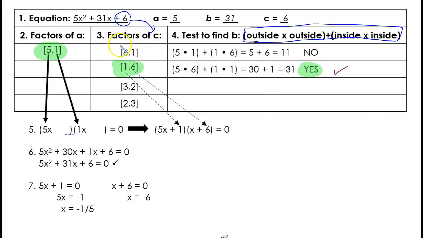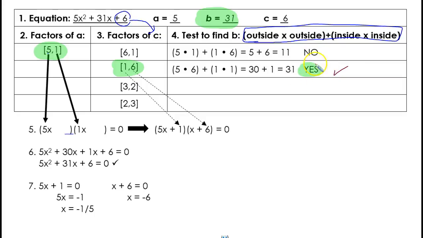So 5 gets multiplied by 1, and 1 gets multiplied by 6. So 5 times 1 is 5, 1 times 6 is 6, and 5 plus 6 is 11. Now our goal when we're testing to find b is to get this middle term. That is our goal. We didn't get it, so that means this combination is not going to work. We try the next one. 5 times 6 is 30, plus 1 times 1 is 1. 30 plus 1 is 31. And in fact, 31 is our goal.